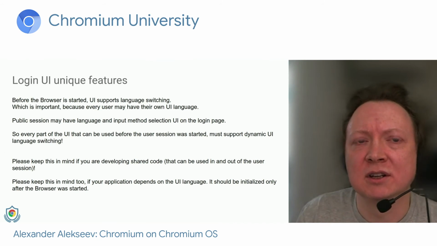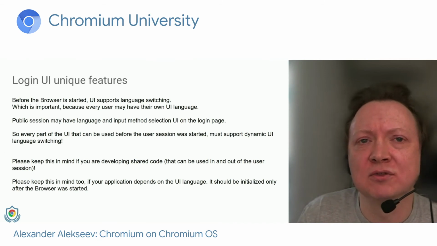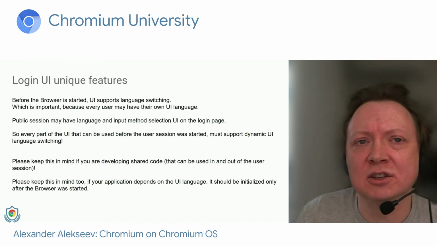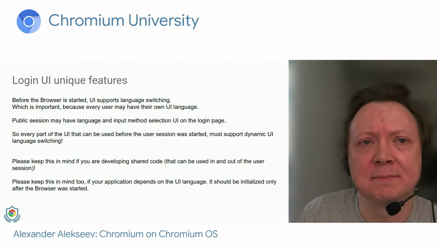For example, the networking configuration UI is used both in the Chromium settings page and on the login screen. This is a shared component and it must support dynamic language switching. Shared system UI, the tray menu for example, must support language switching too. Bundled extensions also should support UI language switching. And if you are not developing shared code and do not want to explicitly support UI language switching, please consider initializing your model only after the browser starts.